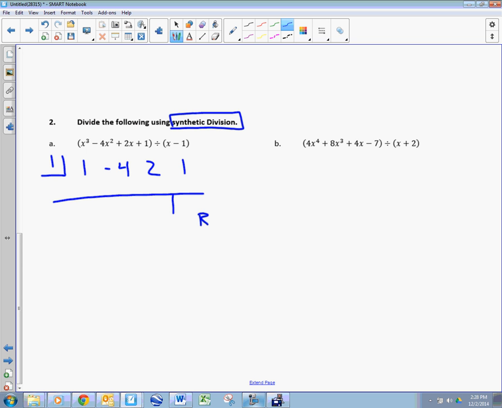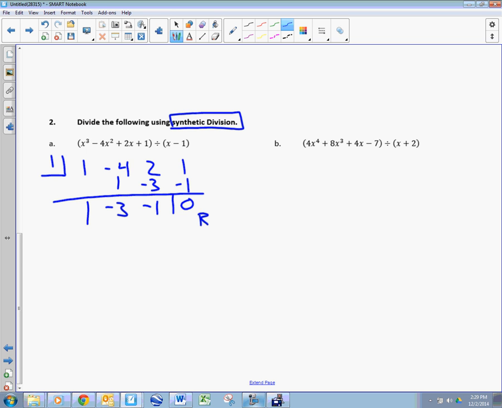So I have a box reserved up here for my solution. I have a box reserved down here for my remainder. It's just to help me stay organized. Here's what I do. I drop down my first term, the 1. And then I multiply and add. What's 1 times 1? 1. What's -4 plus 1? 1 times -3. 2 plus -3. 1 times -1. 1 plus -1.